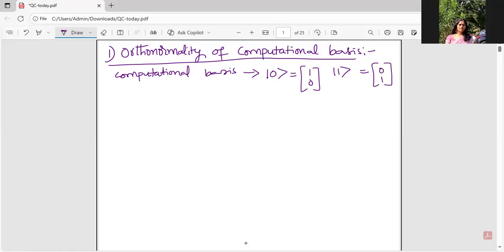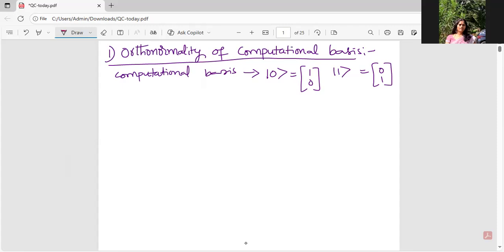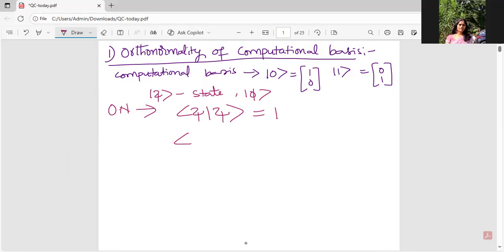Okay. Now, how do I find orthonormality? What's the definition for orthonormality? Suppose I have a state or a ket. The inner product of ket xi with itself should be 1. Suppose I have two states, ket xi and ket phi. Then the inner product of ket xi with itself and the inner product of ket phi with itself should be 1. Also, the inner product of ket xi with ket phi should be 0.